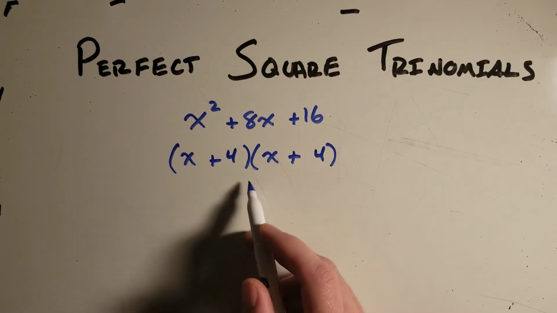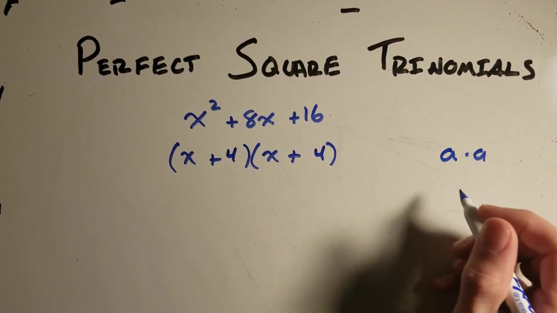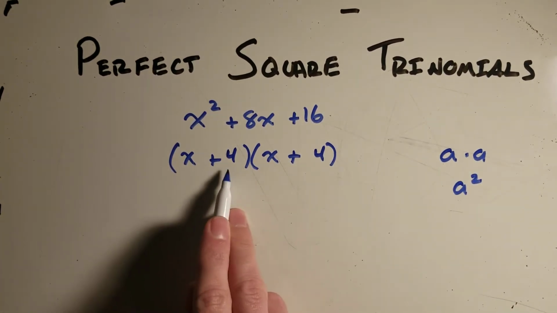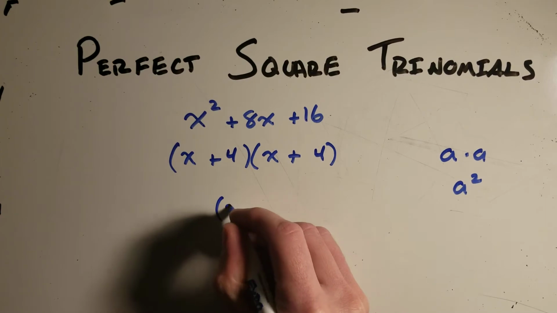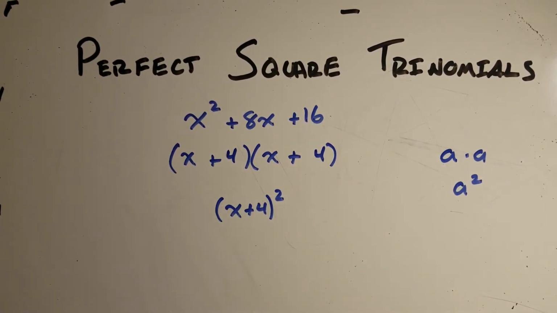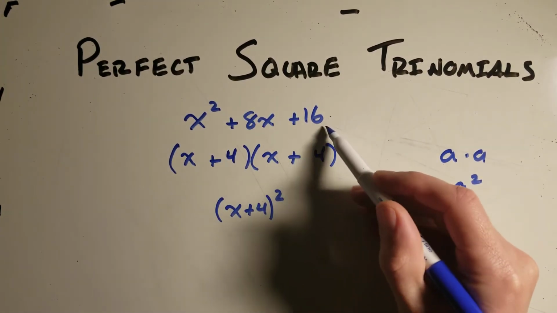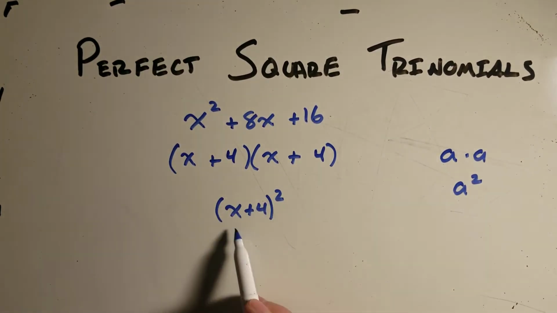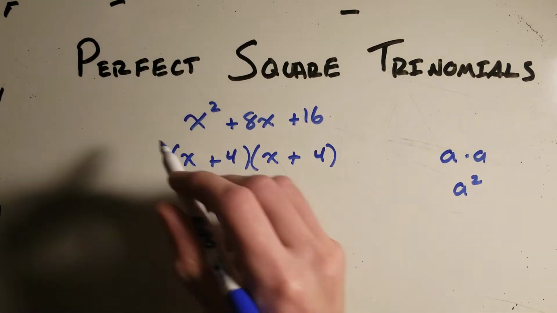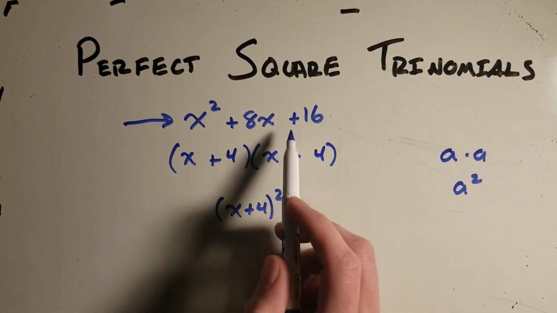And if we go one step further, if you have anything, like let's say you have a times a, you can represent that as a squared. So we have x plus 4 times x plus 4. We can represent that as x plus 4 squared. So to factor this, we would actually go from x squared plus 8x plus 16 to x plus 4 squared. This right here, this trinomial, this is a perfect square trinomial.